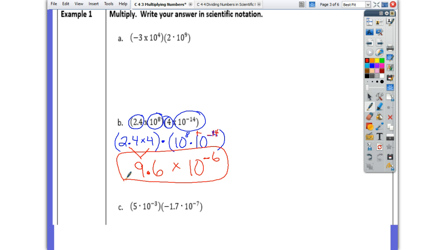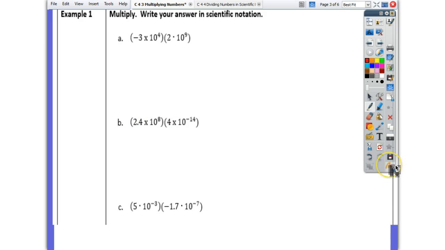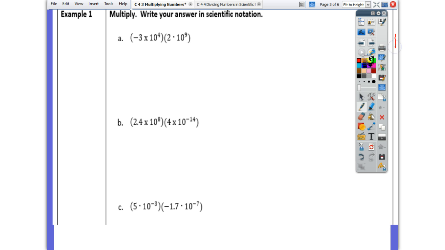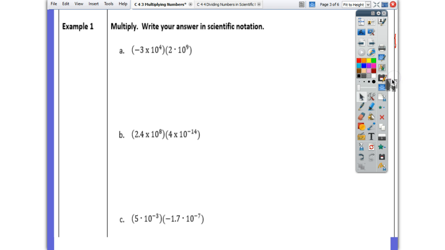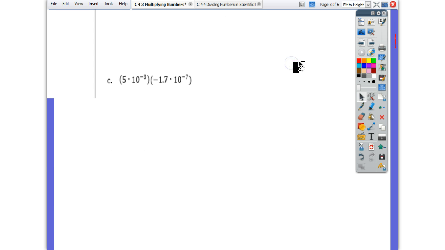All right, letter C. Let's have at letter C. Clear my board. Let's see, I'm going to make this a little smaller so I can rewrite it up here. There we go. All right. Whiteboard's out. Try this one on your own. Hold up your answer.